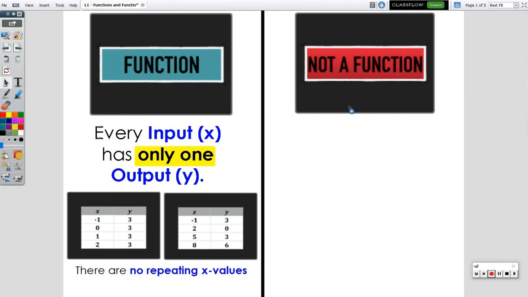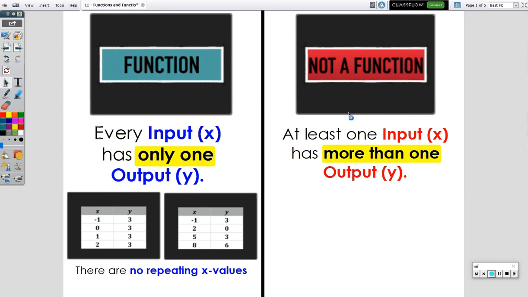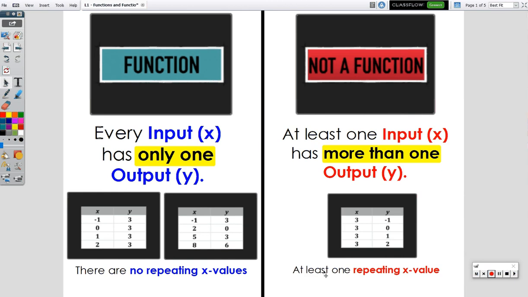Okay. Now when it's not a function, that's not the case. When you have something that is not a function, you have at least one input that has more than one output. And so if you're looking at a table, what this would lead to is repeating x values. You have x values that repeat and have different y values that are matched with them.